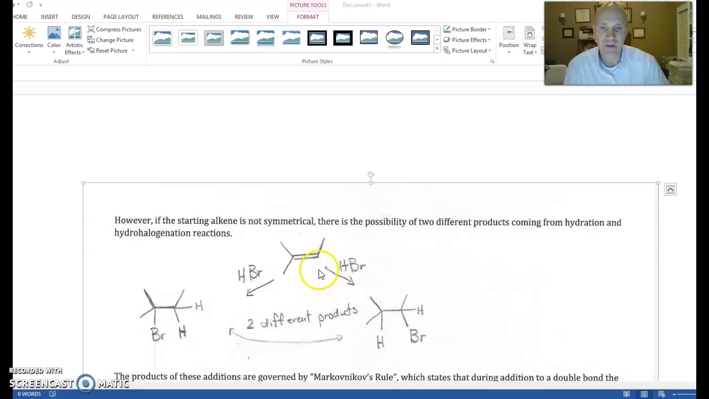If the initial bond was made to the left carbon, if we got that hydrogen off this one, that would create the carbocation here. The bromide would attack that carbon, and that would create this product right here. Notice that the two different products that get created are different from each other. That's because what creates this is which of the carbons undergoes that initial attack.